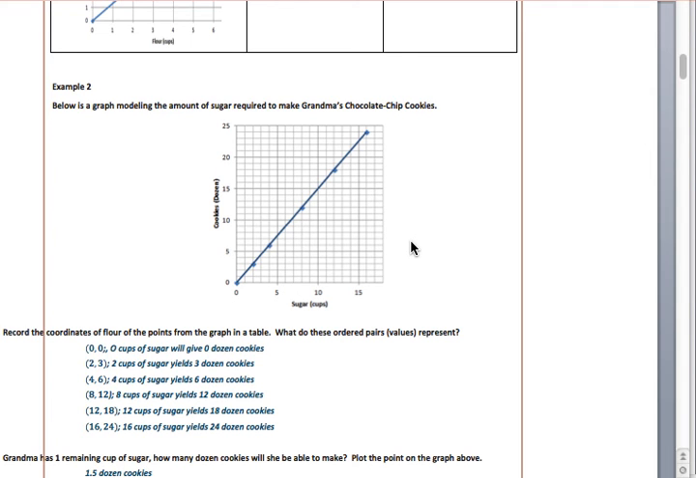And continuing on with that, we can see, of course, that 0 cups of sugar make 0 cookies. 2 cups of sugar will make 3 dozen cookies. 4 cups of sugar will make 6. 8 will make 12. 12 will make 18, and 16 will make 24.